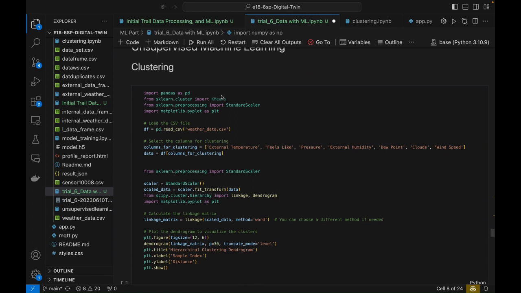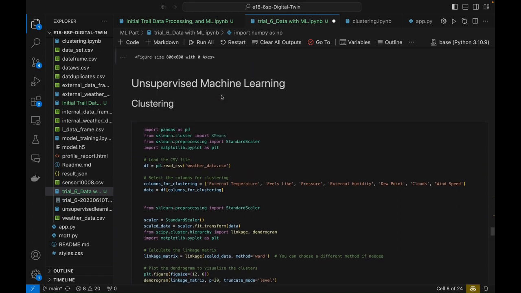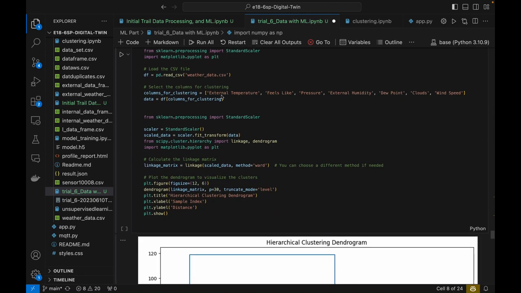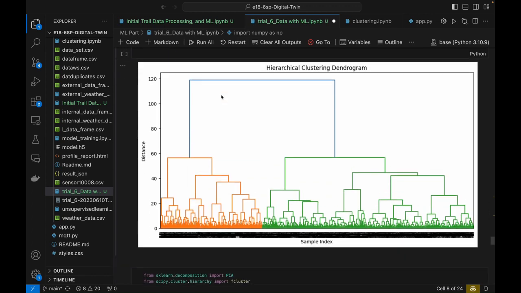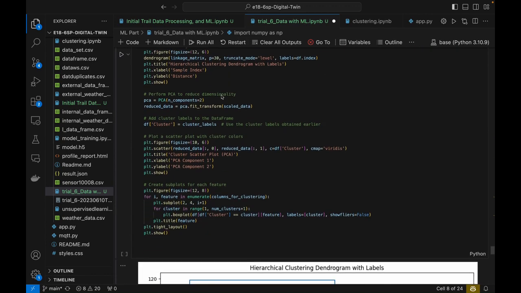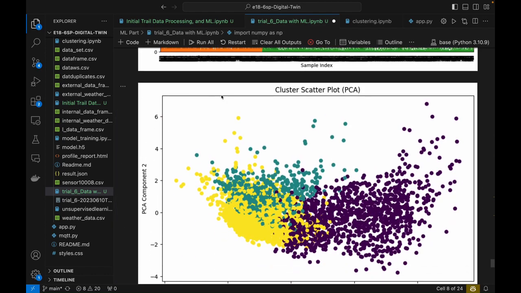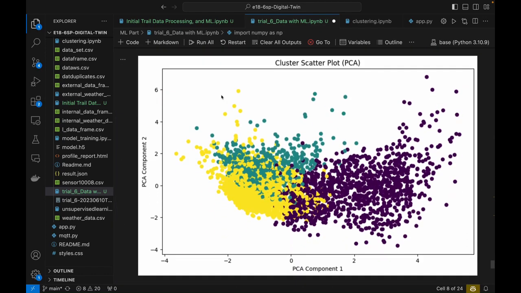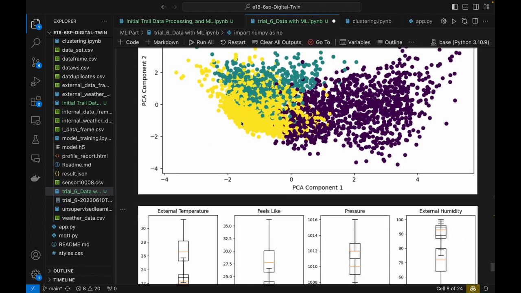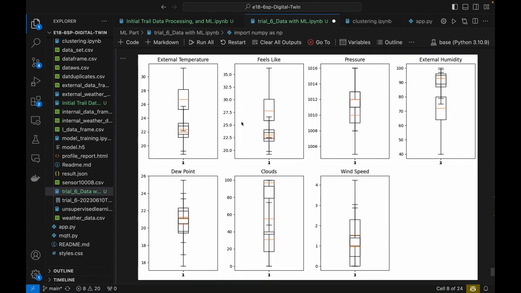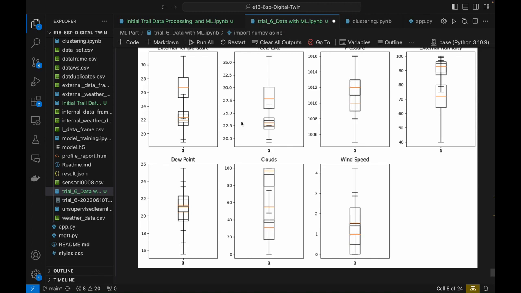And then we stepped into unsupervised learning to find out what types of clusters we can find from the data that we got. We used hierarchical clustering to find some patterns, and we used PCA also to find how many clusters we can generate. Here we did 3 clusters. As you can see, you can visualize all those 3 clusters, and the box plots correspond to the x variables.